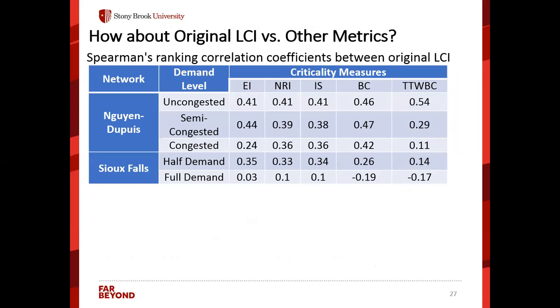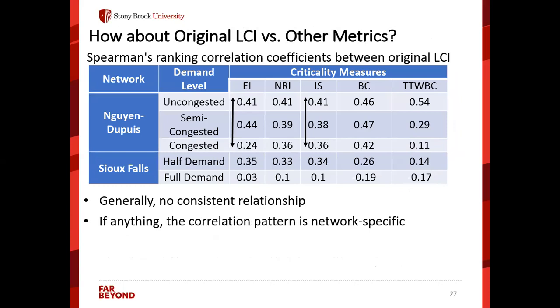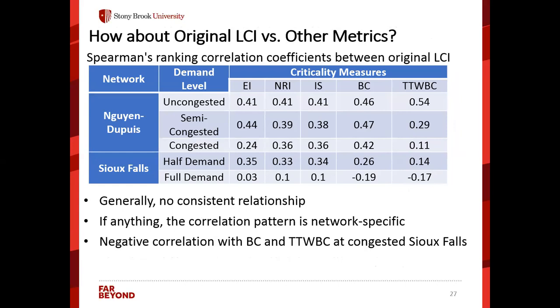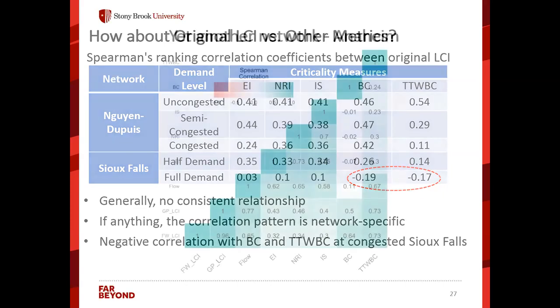So, original LCI and other metrics. Generally, there's no consistent relationship. It may go up, down, sometimes jump. If anything, the congestion correlation pattern is network specific. So we see different patterns in different networks. And there is a negative correlation between the original LCI and betweenness centrality and travel time weighted betweenness centrality at Sioux Falls. So the original LCI has a negative correlation with the betweenness centrality related measures at Sioux Falls.